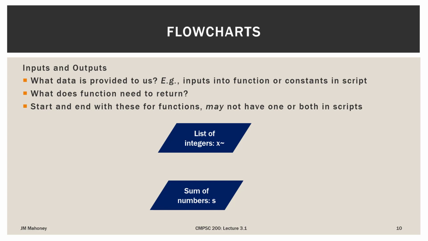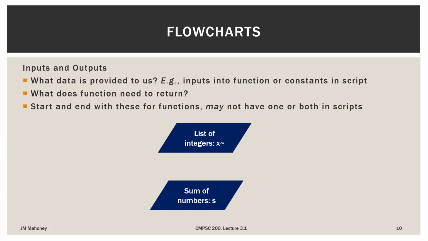Now, also if we're working on a script, not a function, we might have some constants that we're given, the acceleration of gravity or some physical constants. Those can be represented in this block. They are given at the start of the program. We don't have to calculate them or do anything else. They just are going to be given to us somehow.